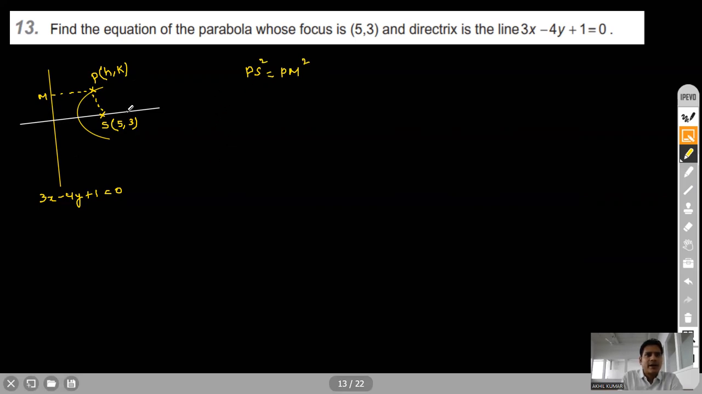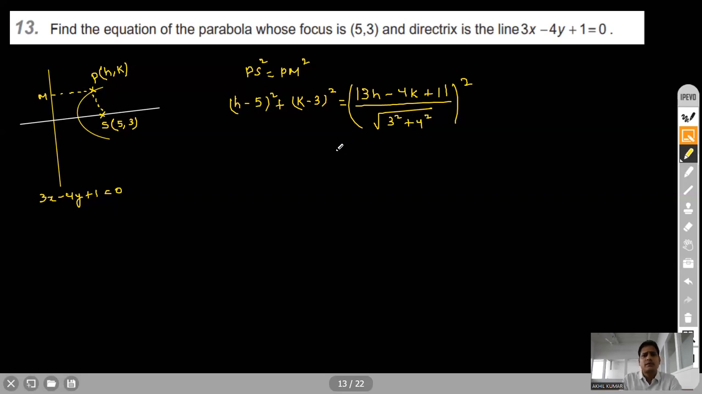So how can we get this length PS? It will be (h minus 5) whole squared plus (k minus 3) whole squared, and that will be equal to PM square. What will be PM basically? It will be (3h minus 4k plus 1) whole divided by this mod thing, under root of 3 square plus 4 square. And this complete thing we have to take square, right?